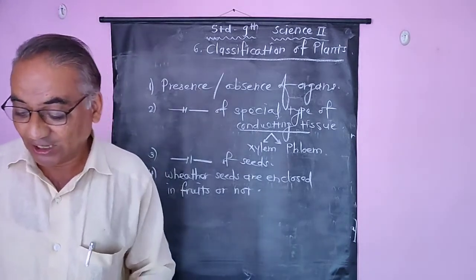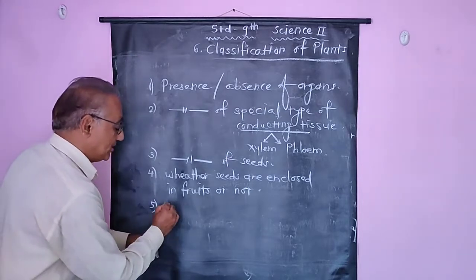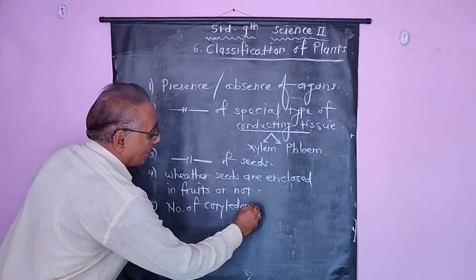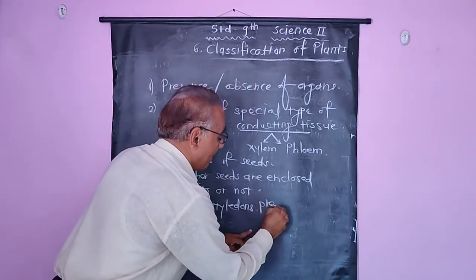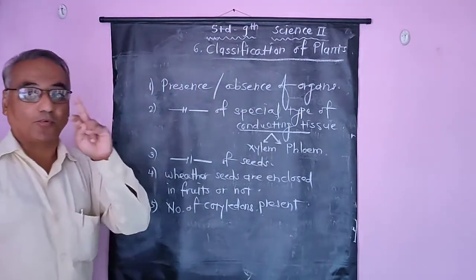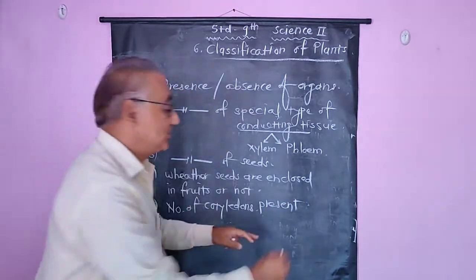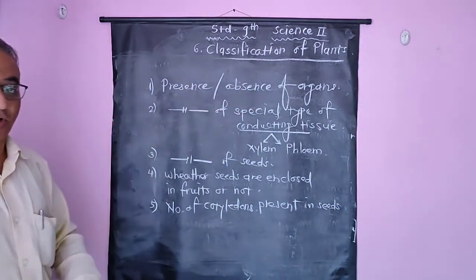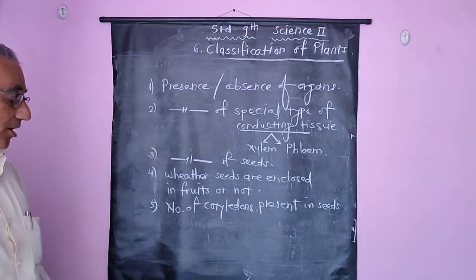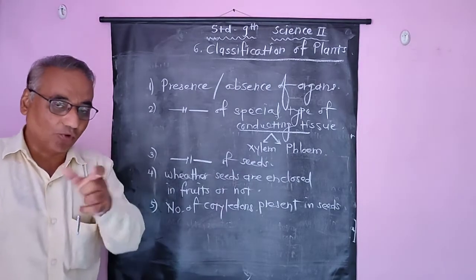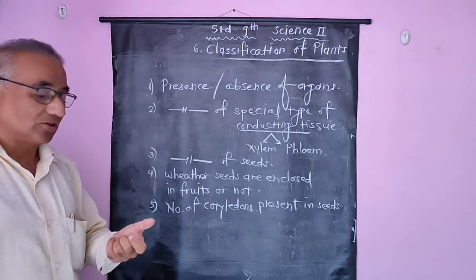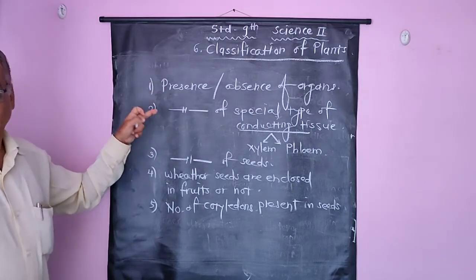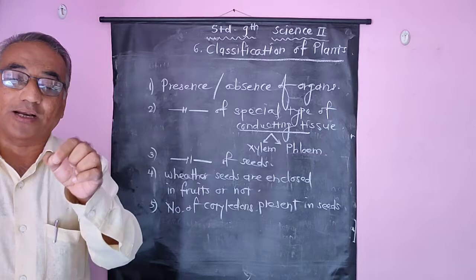And the last thing is the number of cotyledons present in seeds. Now we know that there are either two cotyledons or a single cotyledon present in the plant. A single cotyledon is called monocotyledon, and when two cotyledons are present, it is called dicotyledon. These are the 5 points which show us the basis for classification of plants.